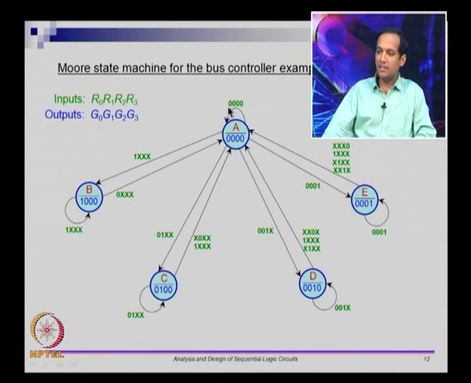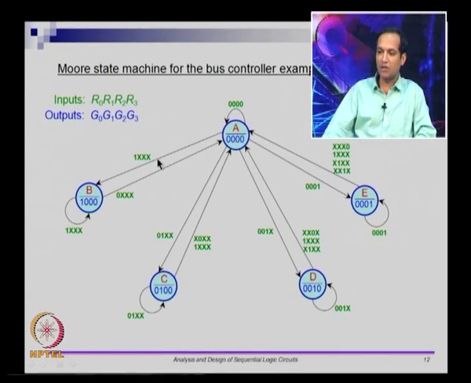However, the moment R0 makes a request, which means R0 is 1, no matter what the other employees have, this is the boss, right, the leftmost is the boss. If the boss makes a request to the printer, even if other employees have request, you want to give access to the boss. So, from A you go to the state B where the access is granted to G0. So, G0 becomes 1, G1, G2, G3 stay at 0.